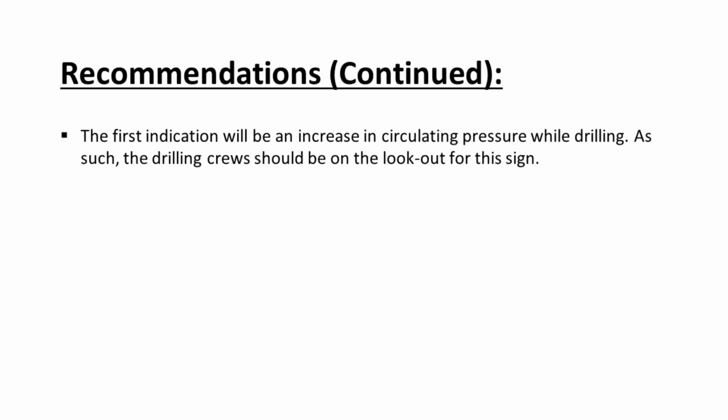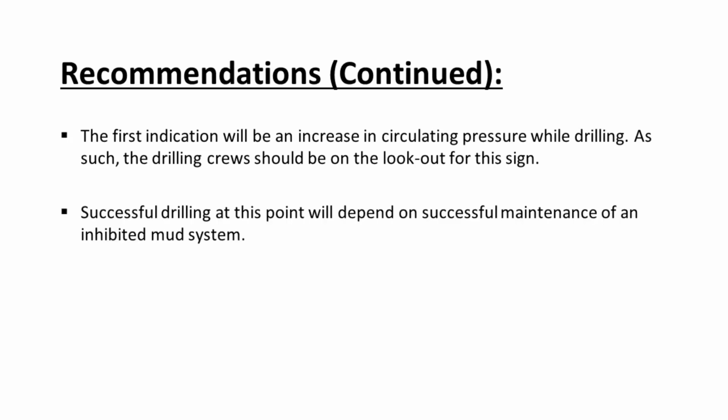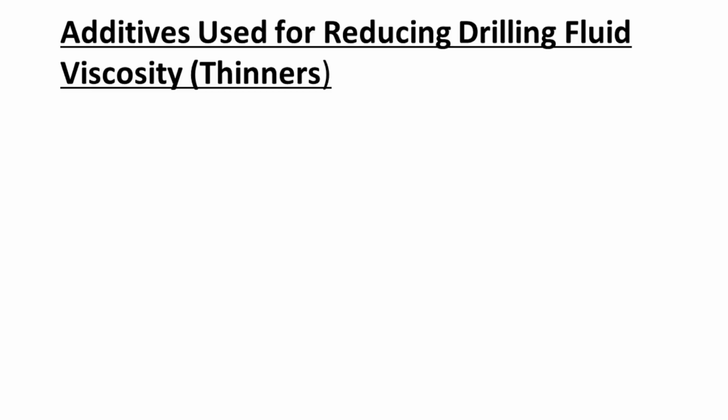The first indication of contamination will be an increase in circulation pressure while drilling. Make sure the drilling crews are on the lookout for this. Successful drilling at this point will depend on successful maintenance of an inhibited mud system.